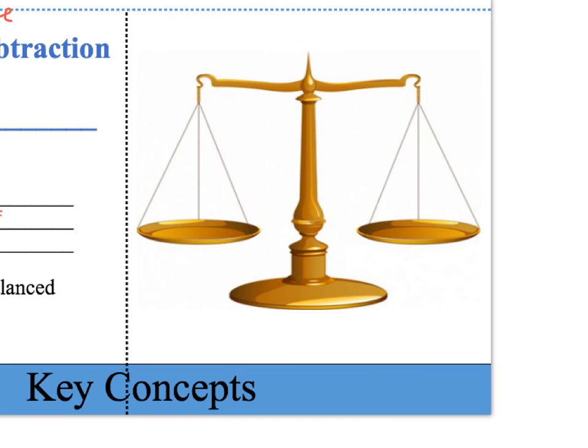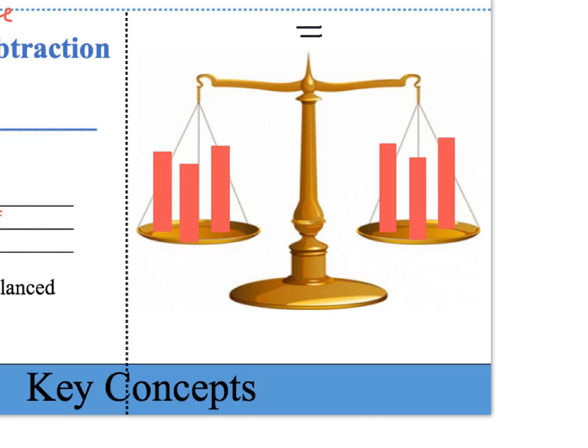So let's talk about the concept of balancing. We can assume that the center of our scale is the equal sign, or we call it the fulcrum. So this scale is balanced because we have 3 blocks on each side of our scale. So if I add 2 blocks to one side of the scale, my scale is no longer balanced.